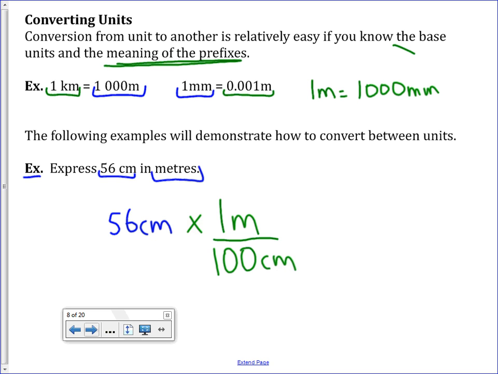So we're going to take our 56 centimeters, multiply it by 1 meter, and we divide it by 100 centimeters. The nice thing about this method is that our units of centimeters will cancel out, and we will be left with units of meters. And so when we divide 56 by 100, we get 0.56 meters as our answer in meters.